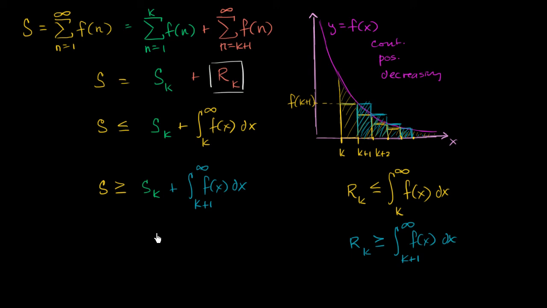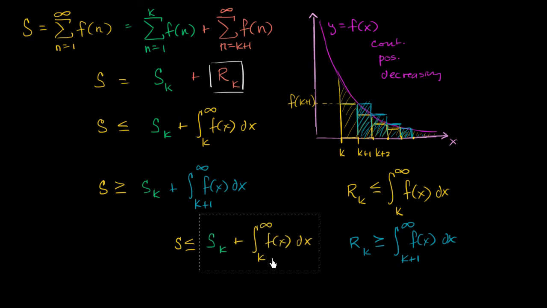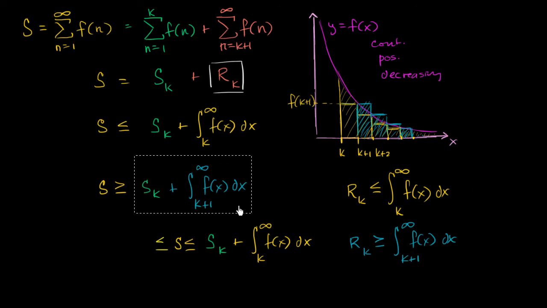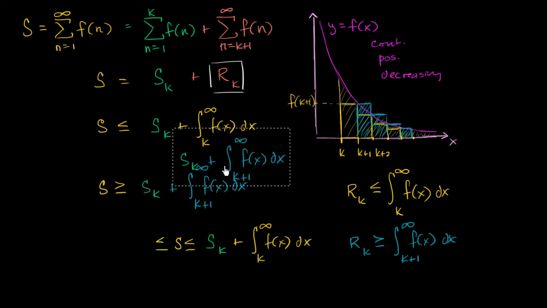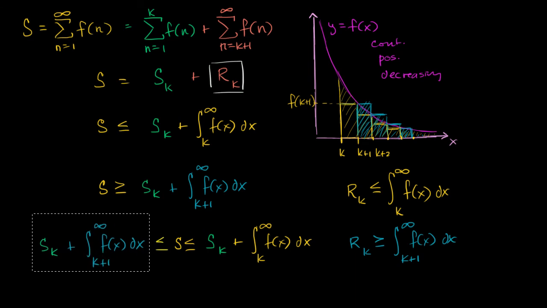And another way to write these two inequalities is to write a compound inequality, that s is going to be less than or equal to this business, and s is going to be greater than or equal to this business. So you can say this business is going to be less than or equal to s. And we could write it just like that. And so in the next series of videos, we'll actually apply this, and we'll see that it's pretty straightforward. It looks a little daunting right now.